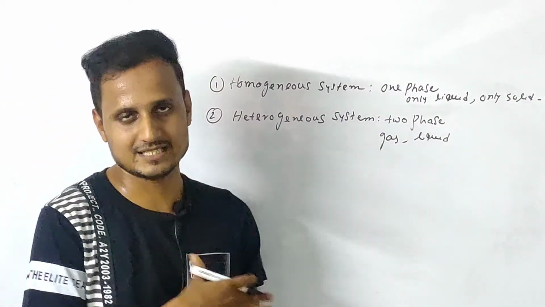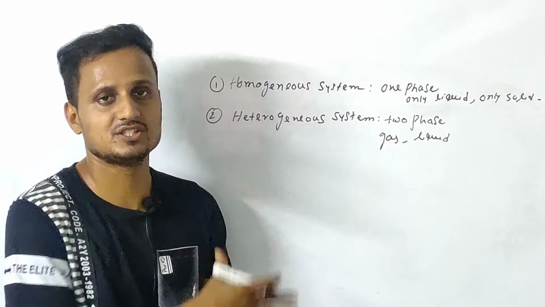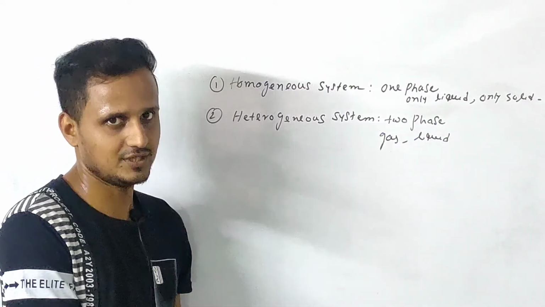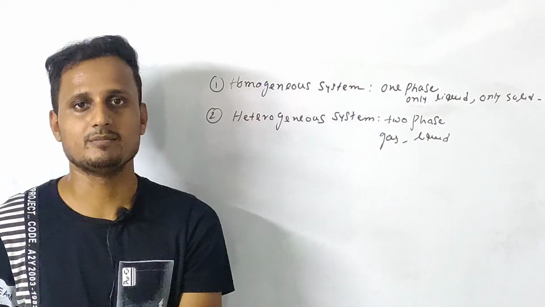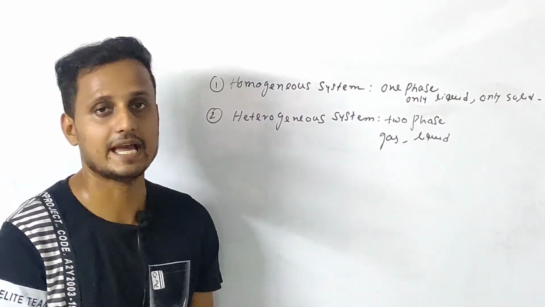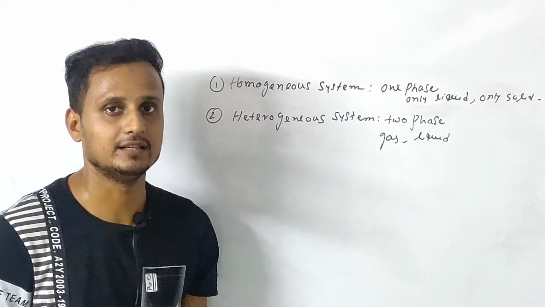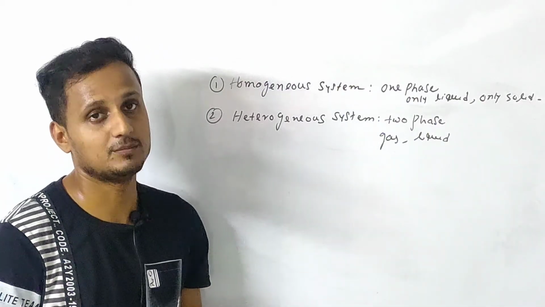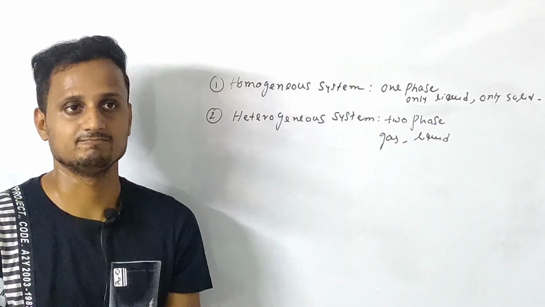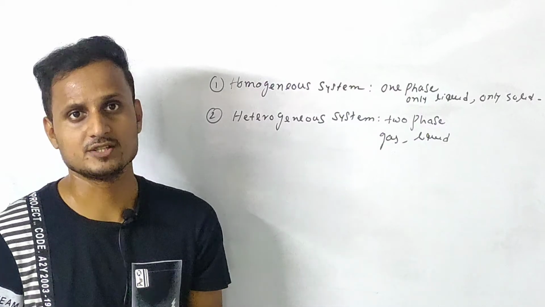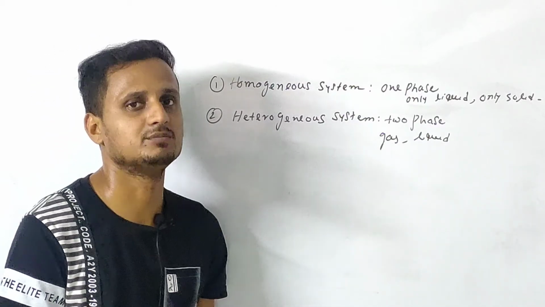Now we have already classified the system, and we have done the introduction. So today's video is up to this, and next day we will discuss the properties of the system and some thermodynamic parameters, like processes: isothermal process, adiabatic process, isobaric process, isochoric process, and also the first law of thermodynamics.